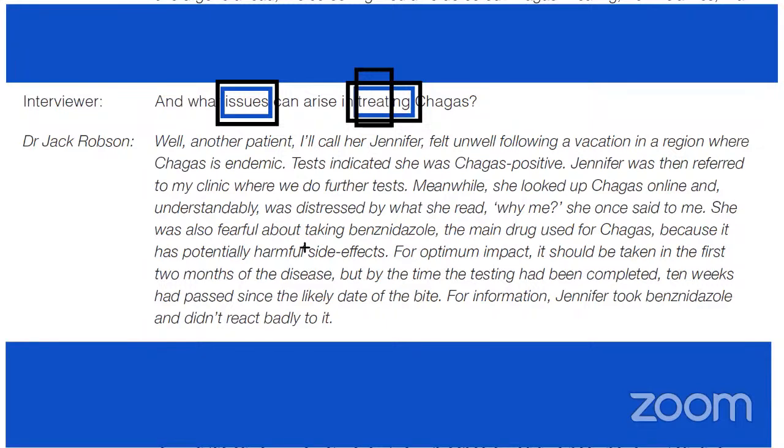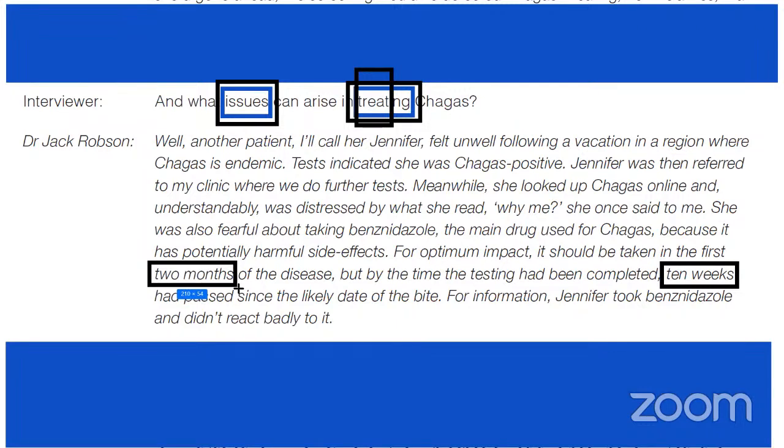Now here, she was also fearful about taking benzimidazole, the main drug used for Chagas. She is afraid of taking the main drug because it has potentially harmful side effects. For optimum impact, it should be taken in the first 2 months of the disease, but it was not taken. But by the time the testing had been completed, 10 weeks had passed. 10 weeks. Where are 2 weeks? And where are 2 months?